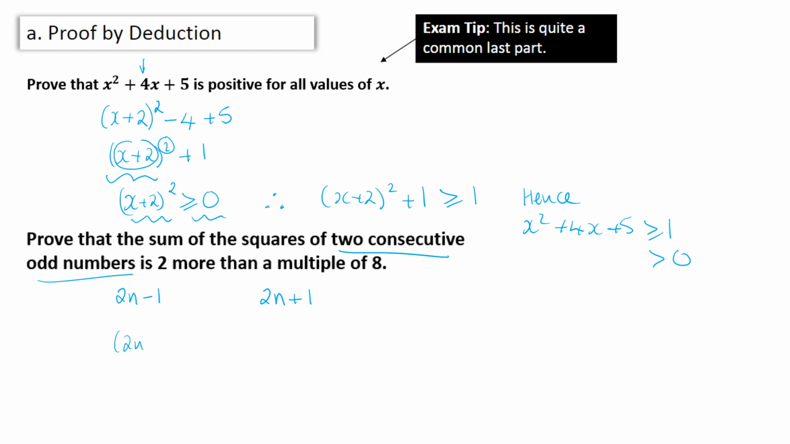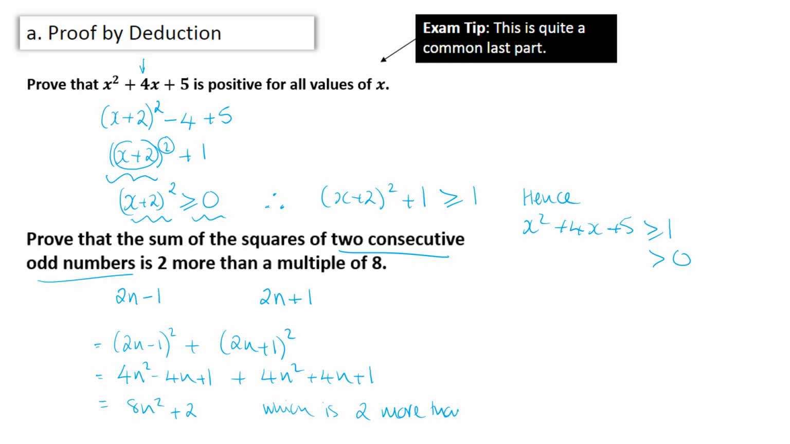So 2n minus 1 all squared plus 2n plus 1 all squared. That's going to be 4n squared minus 4n plus 1 plus another 4n squared plus 4n plus 1. So this is going to equal 8n squared plus 2, which is 2 more than a multiple of 8.